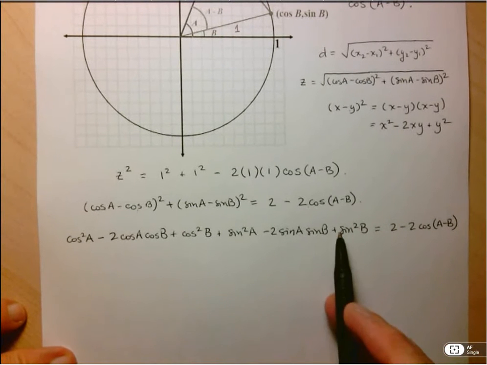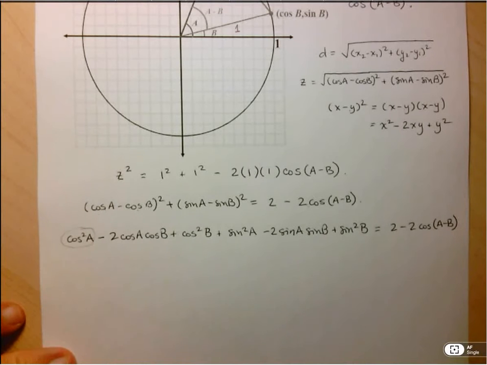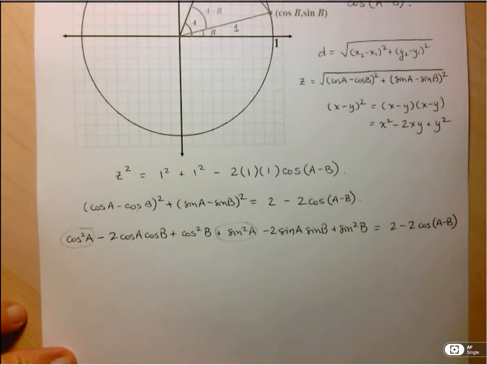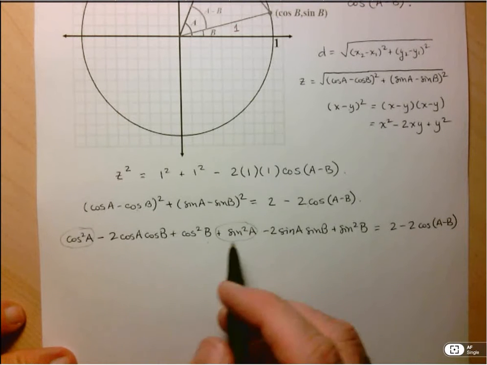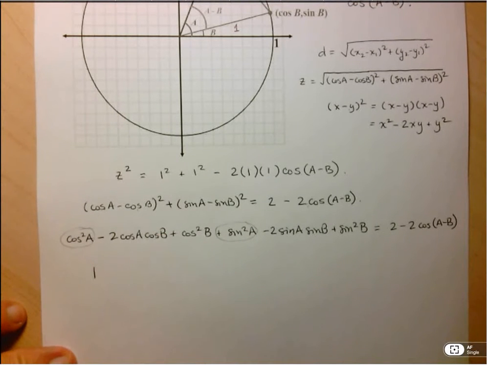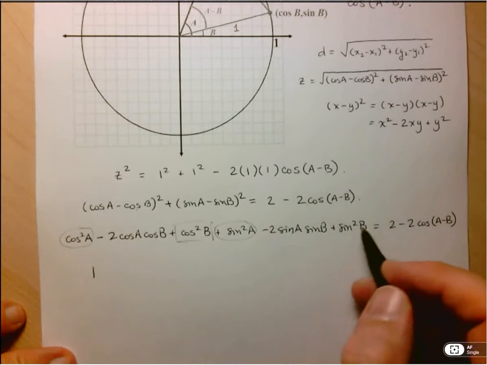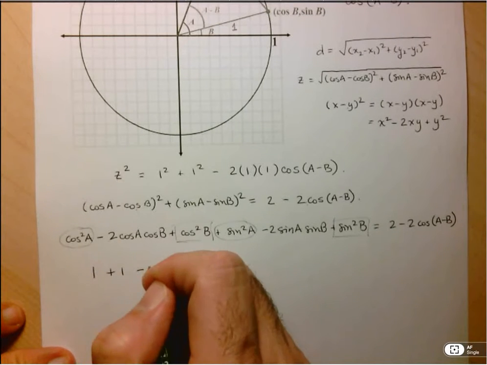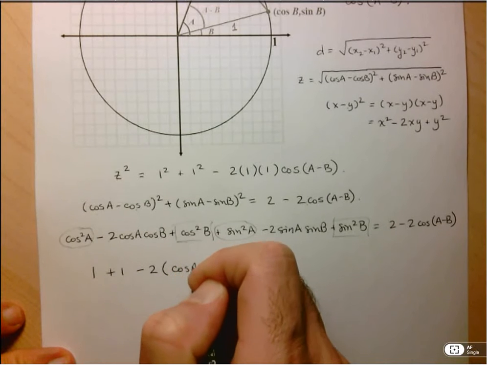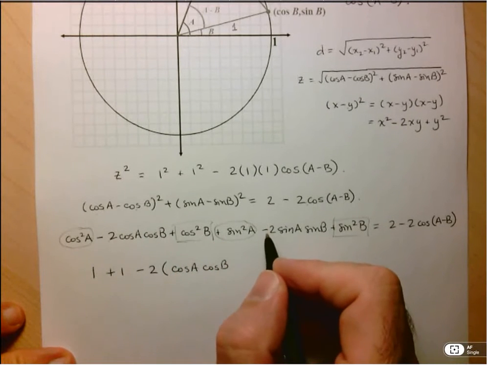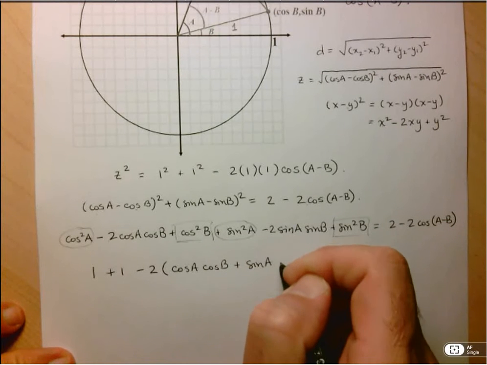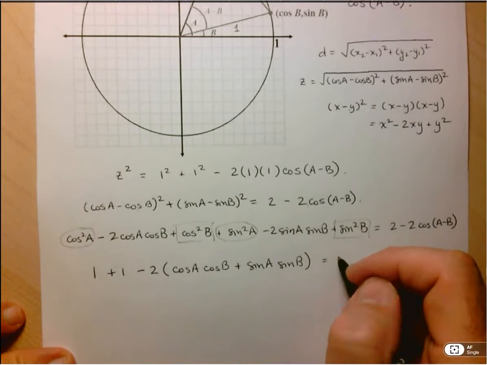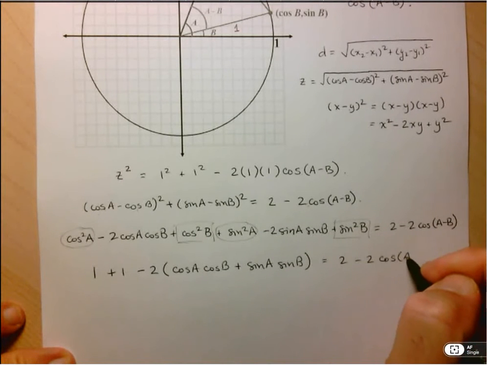Now, this looks like a total mess until you realize, hey, I've got a cos squared A plus sine squared A. That's one of our basic identities, and we know that sine squared plus cos squared is equal to 1. So these two simplify to 1. And then I've got a cos squared B and a sine squared B added together, so that's going to be another 1. Now I'm just left with these two expressions. I notice that they have a common factor of -2, so I might as well factor that out. So I'm left with cos A cos B, and since I'm factoring out a -2, this is going to be plus sine A sine B. And on the other side, 2 minus 2 cos of A minus B.